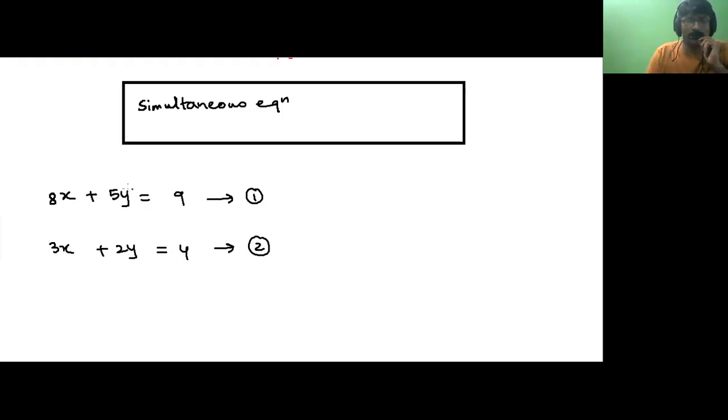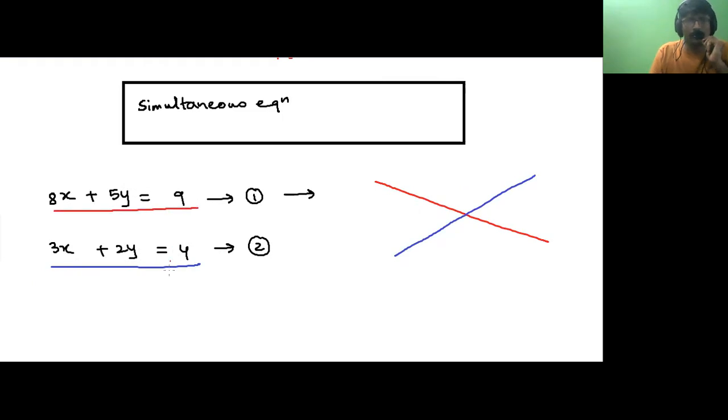So since the highest power of this equation is 1, these are called linear equations. Okay, so what do you mean by linear equation? It will be represented like this. And this is also a linear equation, isn't it? What do you mean by linear equation? The graph of these lines comes as a straight line. That's the reason these are called linear equations.